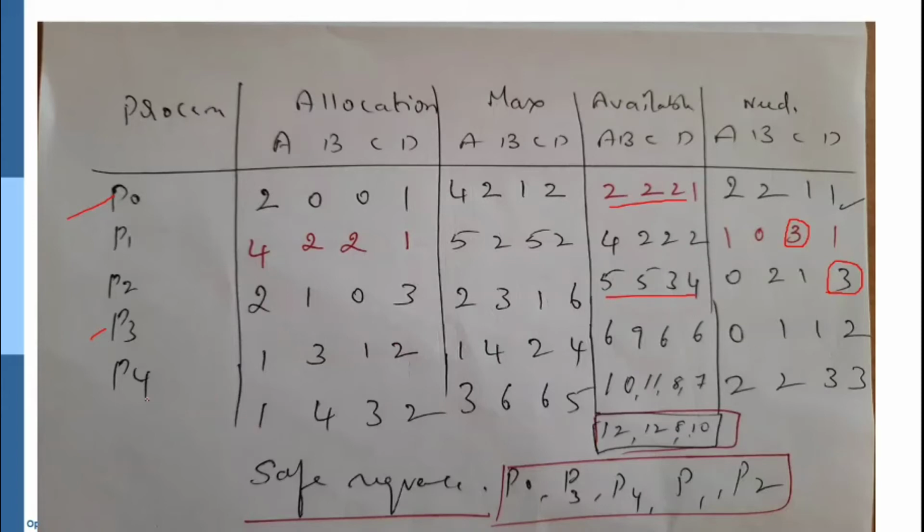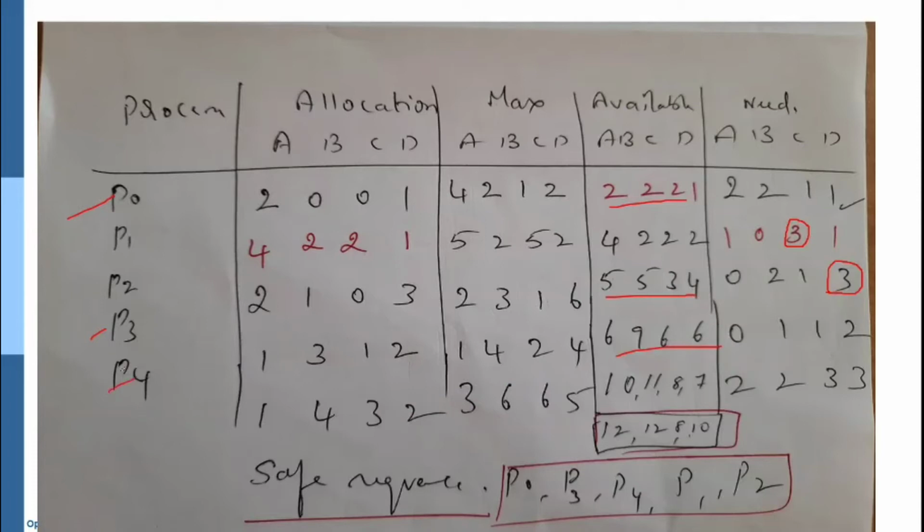Next, it is for P4. P4 requires 2 2 3 3 2. So we have 5 5 3 4. We can satisfy this condition. So once it is satisfied, 5 plus 1 it is 6, 5 plus 4 it is 9, 3 plus 3 it is 6, 4 plus 2 it is 6. So we can satisfy this condition.